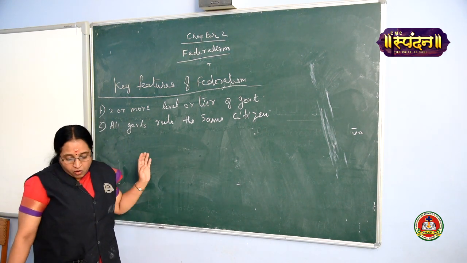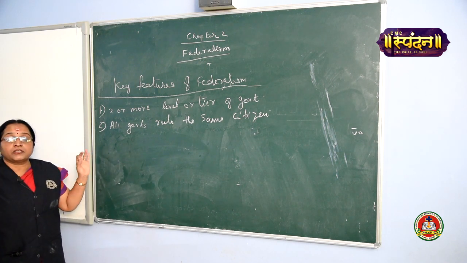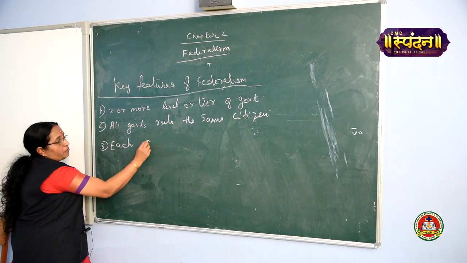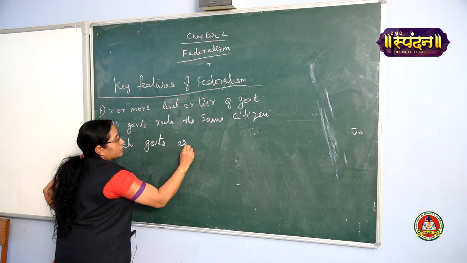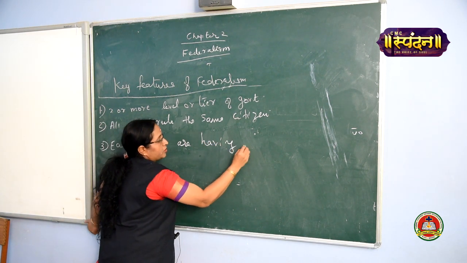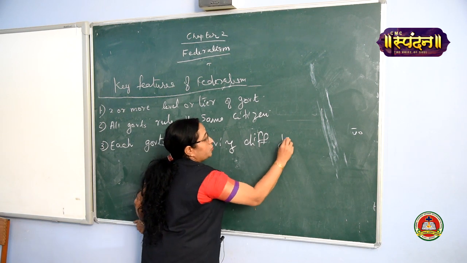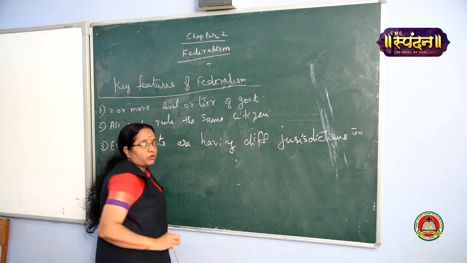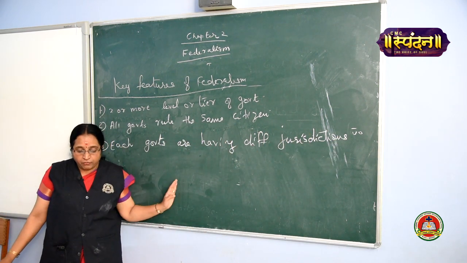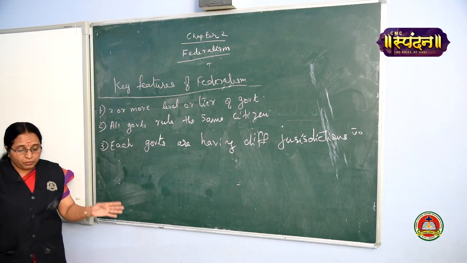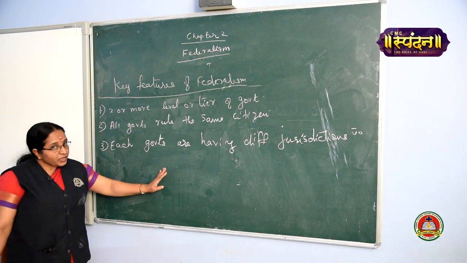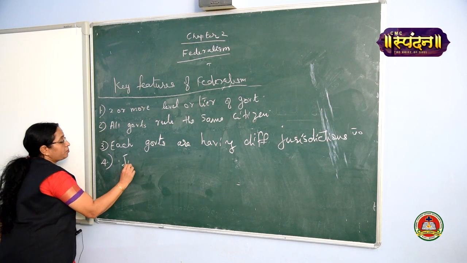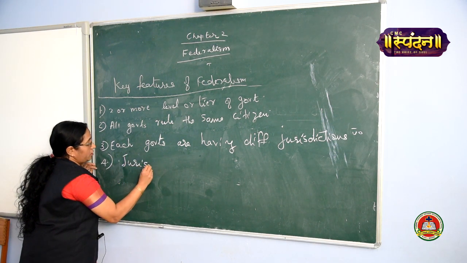And one more thing, all are having separate jurisdiction. Each government has different jurisdictions. And what do you mean by jurisdictions? Powers. And these powers, these jurisdictions, are explained in the Constitution.